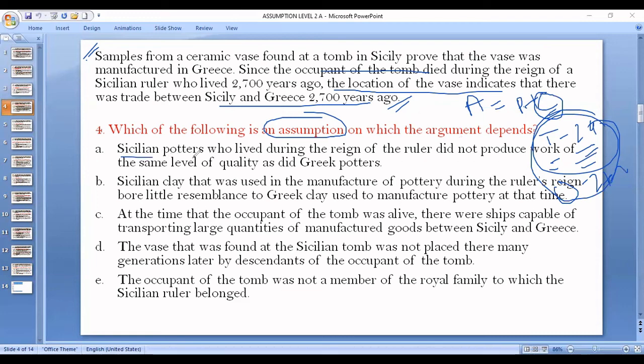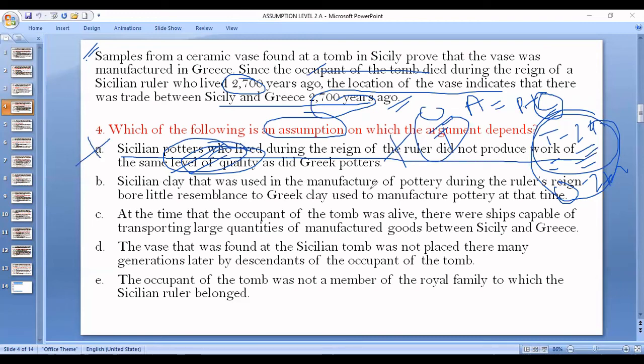Option A: Sicilian potters who lived during the reign of the ruler did not produce work of the same level of quality as the Greek potters. Should we talk about the quality? Should we talk about the content? Should we talk about the material? No, because the passage says the occupant was 2700 years ago. Therefore, trade was 2700 years ago. So occupant versus trade should be along with the time keywords, not the quality and the content. So A out.